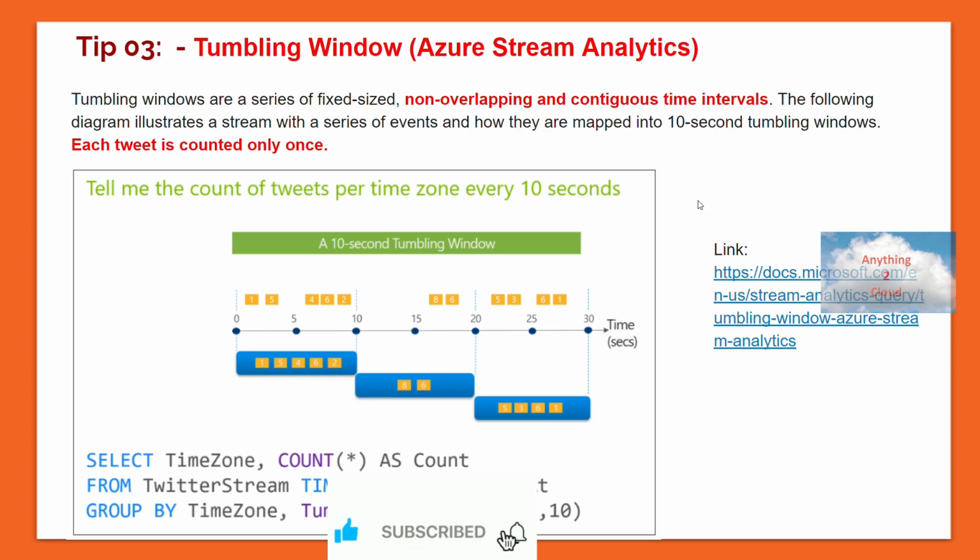For example, if you want to find the count of tweets per time zone every 10 seconds, then we can use a tumbling window. Because in a tumbling window, each tweet is counted only once. Because a tumbling window is a non-overlapping and contiguous time interval, the tweets won't overlap with each other. So if you want to count each tweet only once, then we have to use a tumbling window.